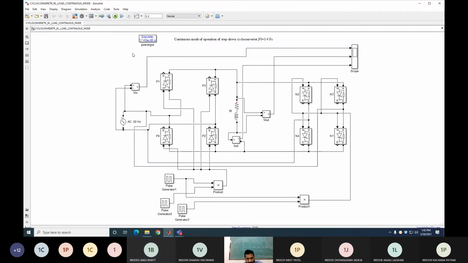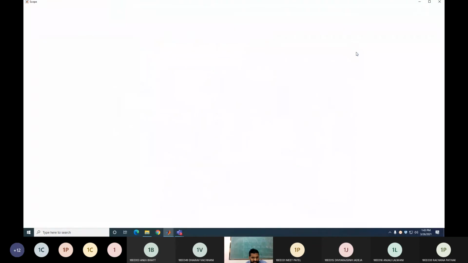Yes, it is. It is because of the forced commutation your thyristor will become off. See here, you can see the simulation clearly.